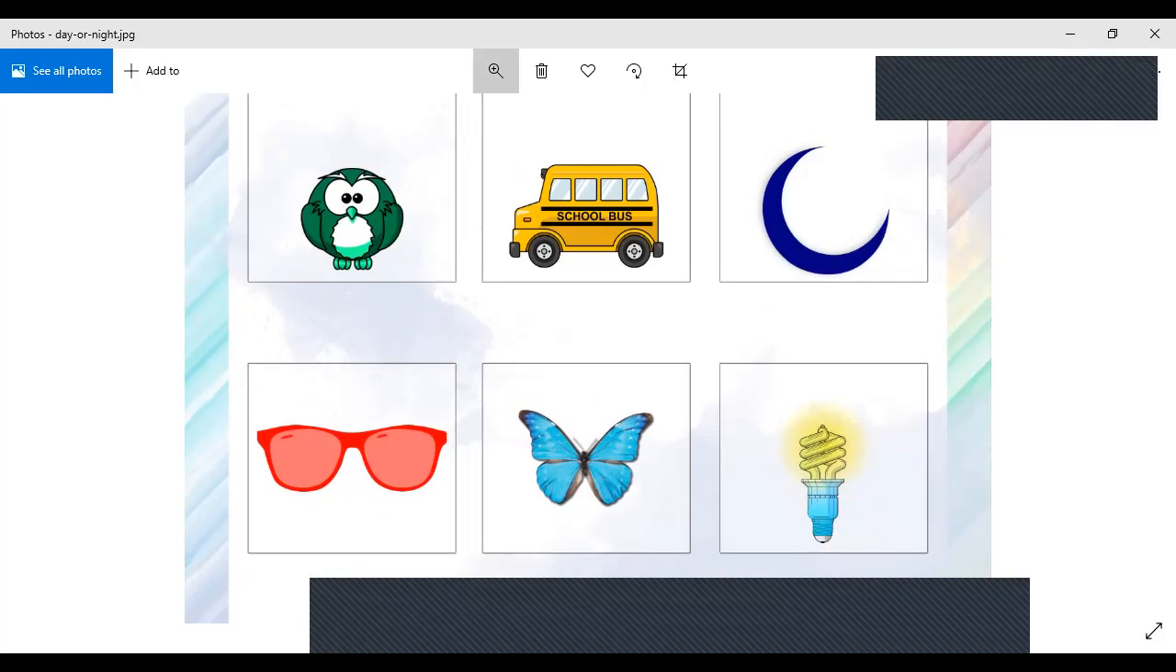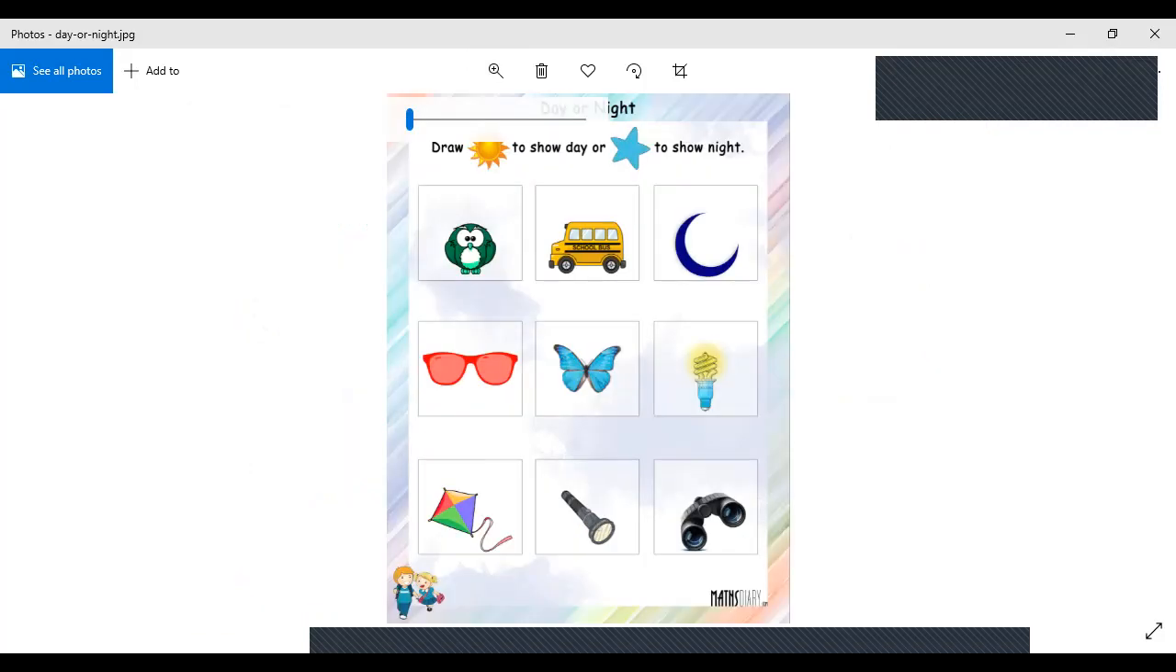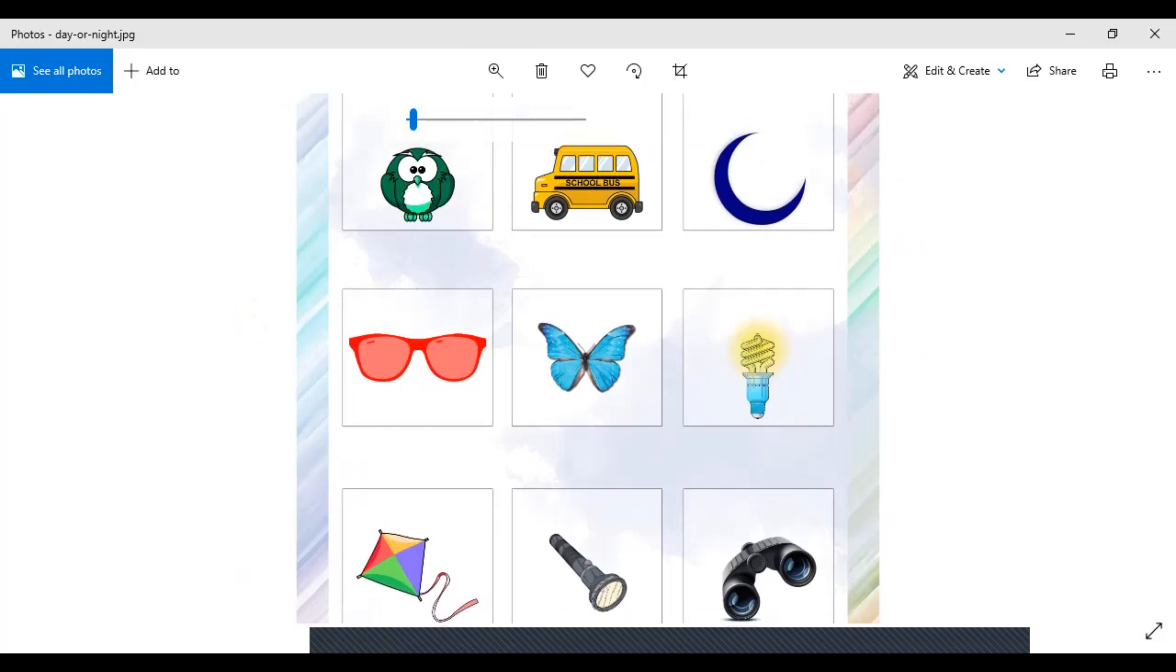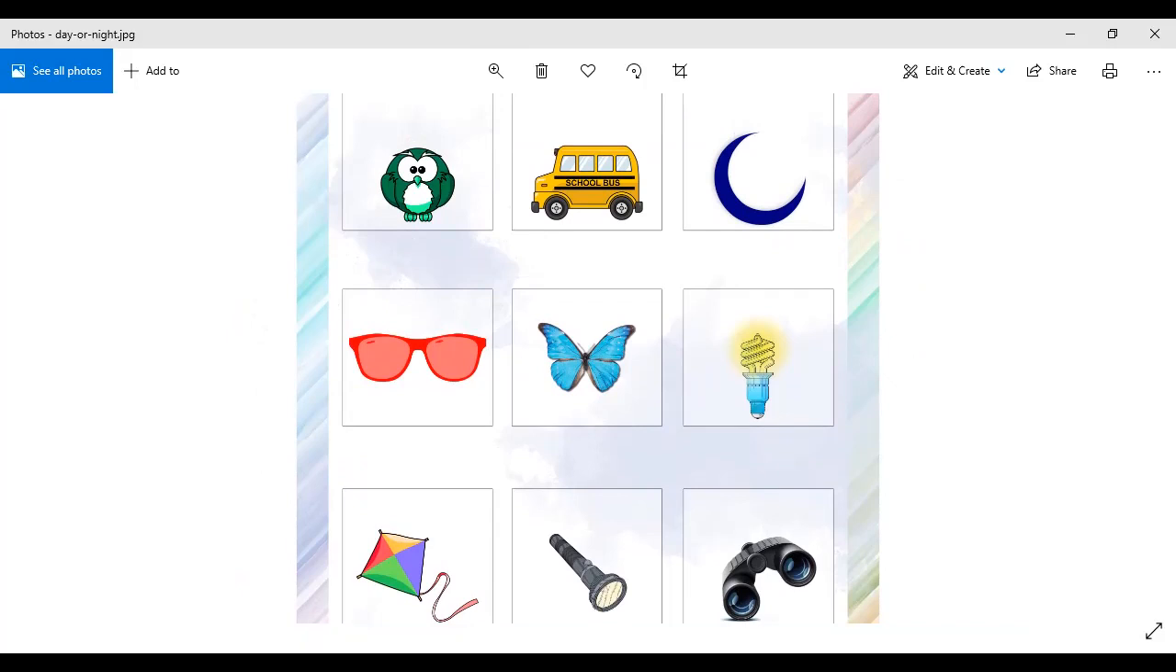Okay, look at this picture carefully. In this picture, some pictures are given. You're supposed to tell which thing belongs to daytime and which thing belongs to nighttime. Okay, the very first one is this. What is this? It's an owl, right? Is the owl seen in daytime or in nighttime? Nighttime. So this belongs to nighttime. Okay, what is the next thing? It's a school bus. It belongs to daytime.